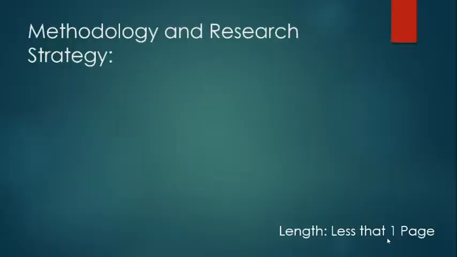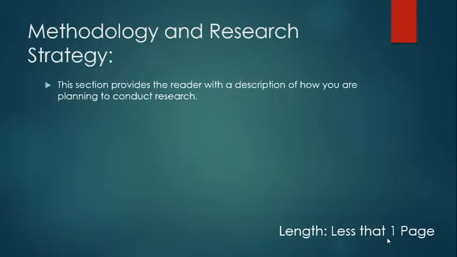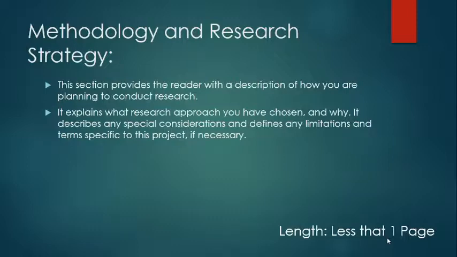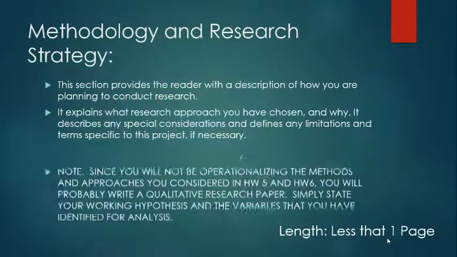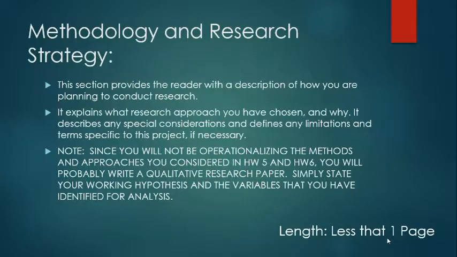Your next section is the methodology and research strategy. This section provides the reader with the description of how you're planning to conduct your research. It explains what research approach you've chosen and why. It describes any special considerations and defines any limitations and terms specific to your project. Now, since we're not operationalizing these methods or approaches like we did in week 5 and 6, you're probably going to write a qualitative research paper. Simply state your working hypothesis and the variables that you've identified for analysis. And the length is going to be less than a page, and we did this in week 6.